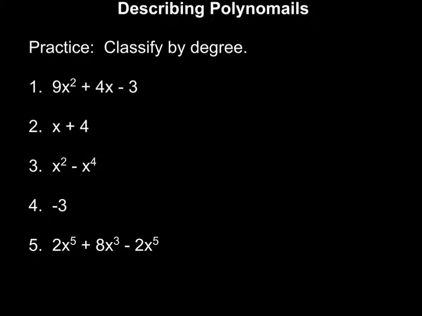So let's check in on the first one here. So in this case with number 1, what is the highest exponent in number 1? It is 2. The highest exponent here is the 2. That is considered to be the degree of the polynomial. And if it is degree 2, looking at your table, you can see that it is called quadratic. So number 1 is quadratic.